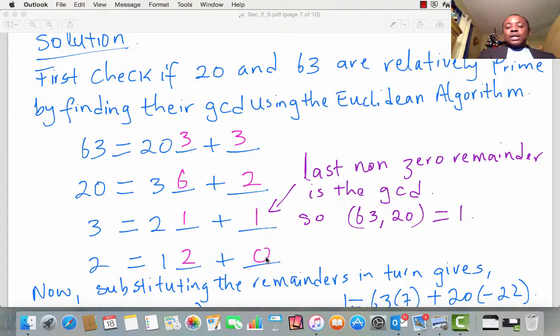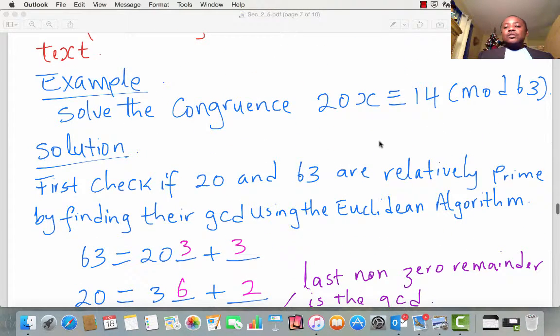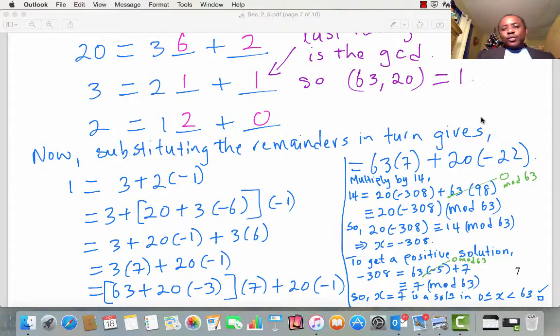If you have forgotten how to execute the Euclidean algorithm, I will refer you to previous lectures. The last non-zero remainder in the Euclidean algorithm is our GCD. In this case, the last non-zero remainder is 1. That means the GCD of 20 and 63 is 1. Therefore, a solution to the linear congruence 20x congruent to 14 mod 63 exists. Now, let's find it. If you do recall from previous lectures, we did say that if the GCD of a and b is d, then there exist integers m and n such that d equals am plus bn, and we actually executed the procedure for finding m and n. That is exactly what we shall do in this problem.